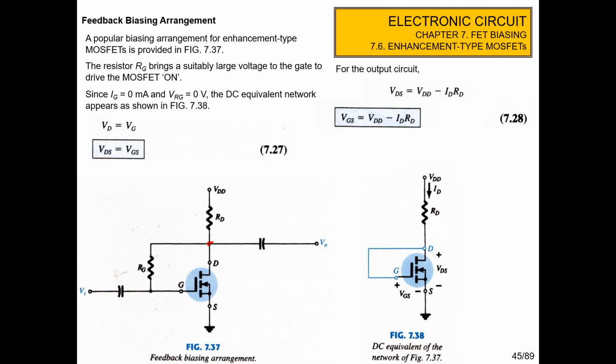So because there is no current here, the current is equal to 0 here. So the VD is equal to VG. And because the source is connected to ground, VD equal to VG is similar to VDS equal to VGS. And for the output of the circuit, here the VDS is equal to VDD minus ID RD. Because VDS is equal to VGS, the VGS is equal to this equation, VDD minus ID RD.